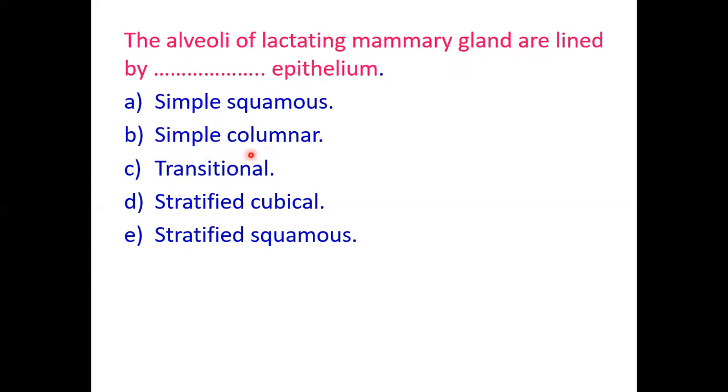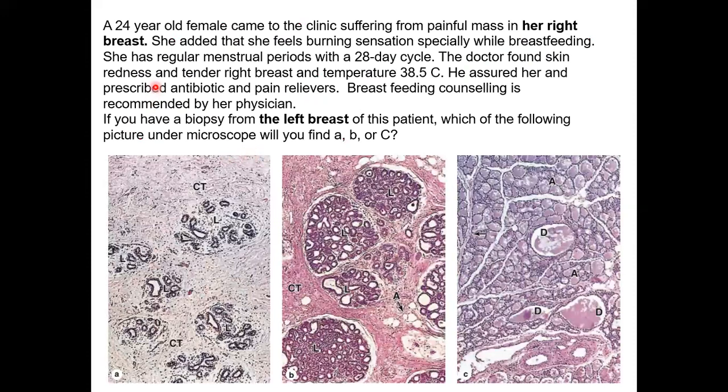Alveoli of the lactating mammary gland are lined by which of the following? Simple columnar, number B. A 24-year-old female came to the clinic suffering from a painful mass in her right breast, and she added that she feels a burning sensation, especially while breastfeeding. She has regular menstrual periods, and the doctor found a red, tender right breast, temperature 38.5, and prescribed an antibiotic and pain reliever. Breastfeeding counseling is recommended by the physician. If you have a biopsy from the left breast of this patient, which of the following pictures will you find under the microscope?